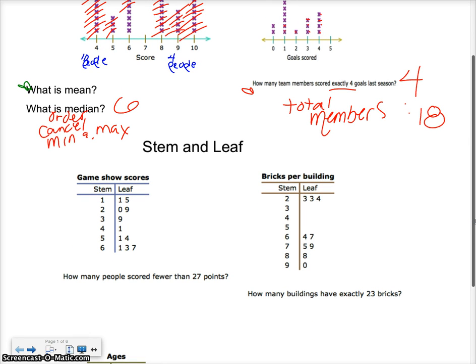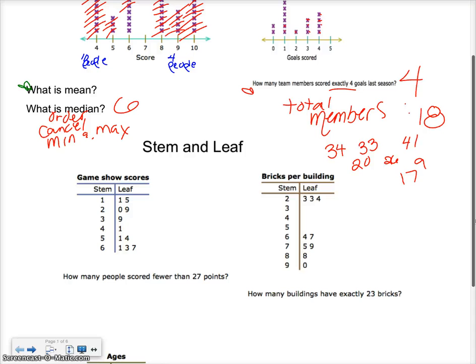A stem and leaf plot is helpful to separate data. I'm going to make a data set for you quickly: 34, 33, 20, 26, 41, 9, 17. So here's just a random collection of data. Now we can list them in order, or we can organize them in a little more advanced way called a stem and leaf.